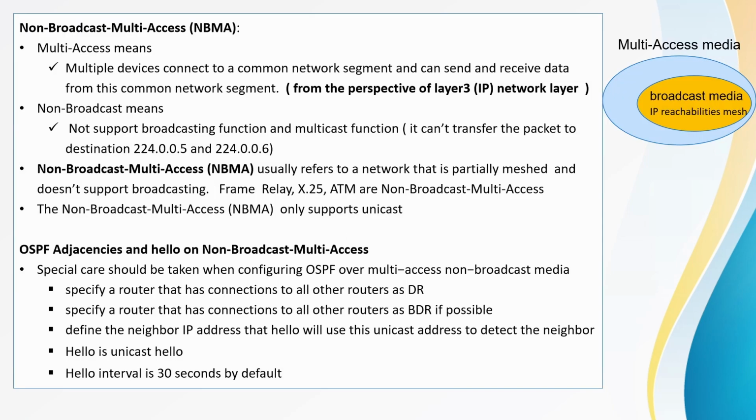Next, let's talk about non-broadcast multi-access. So what does multi-access mean? Multi-access means multiple devices connect to a common network segment and can send and receive data from this common network segment. This is a simple explanation from the layer 3 perspective.